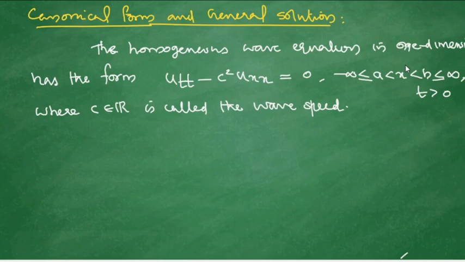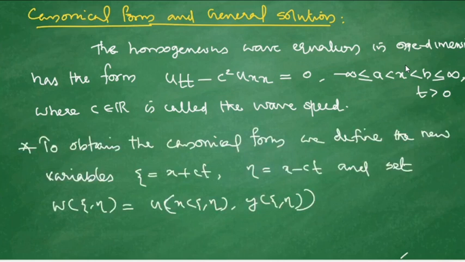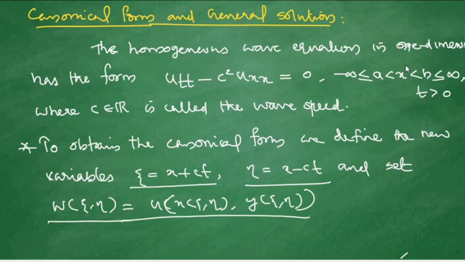Now to obtain the canonical form of the wave equation, we define the new variables theta and eta as theta equal to x plus ct and eta equal to x minus ct, and set the new unknown function as w, that is w of theta eta is equal to u of x of theta eta, t of theta eta.